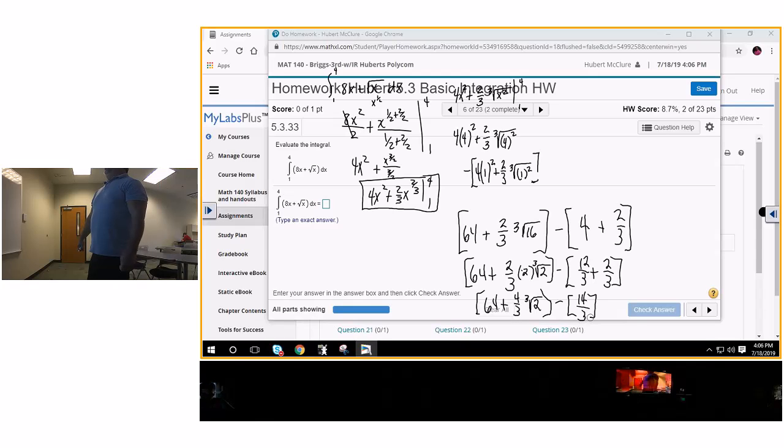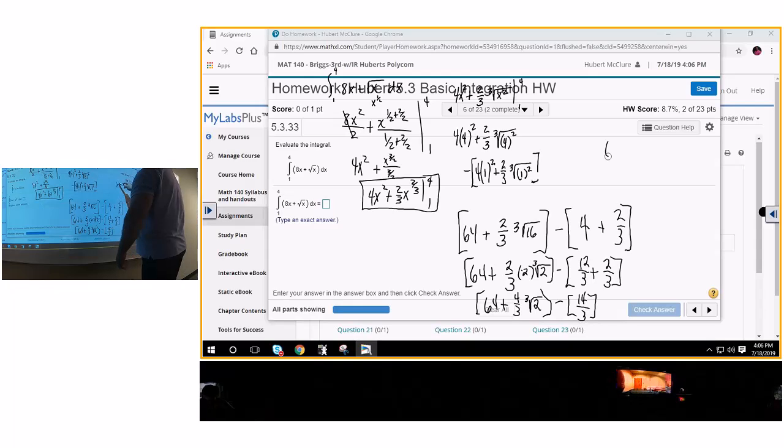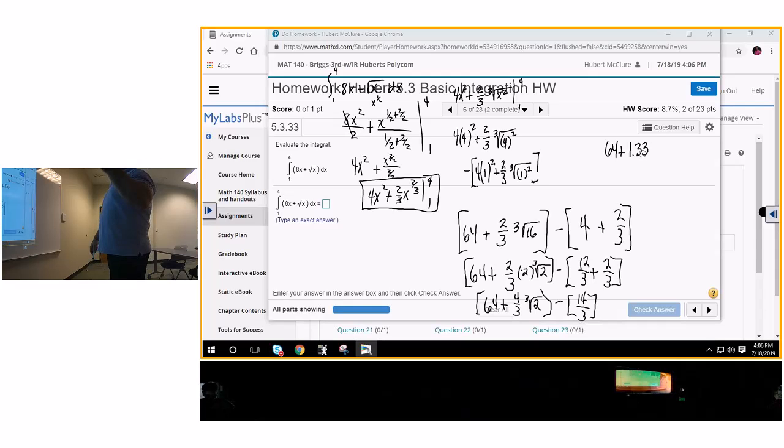Four thirds is 1 and 1/3, which is 1.33. So that's going to be 64 plus 1.33. Somebody give me the cube root of 2. Raise 2 to the 1/3 power. Tell me what you get. Just round it to 2 decimal places for me.